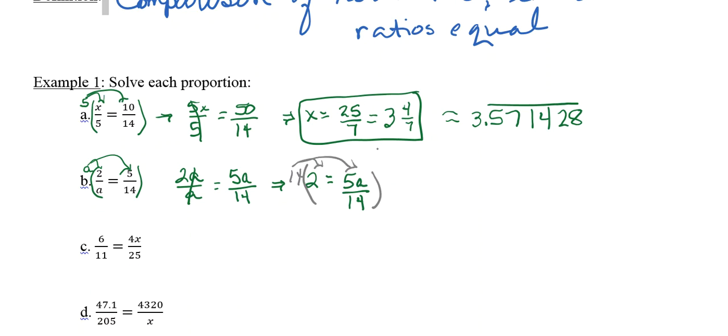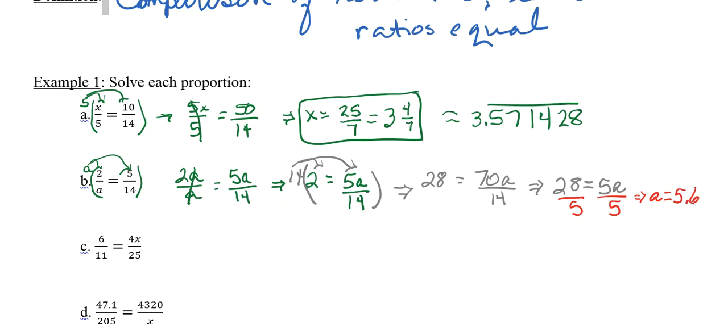Distribute. 14 times 2 is 28. 14 times 5 is 70. But I'm dividing by 14, so it's going to take me right back to 5. So I end up with 28 equals 5a. To get the a by itself, I have to divide by 5. So I end up with a is equal to 5.6. That one turns out nicely because it's 3/5.